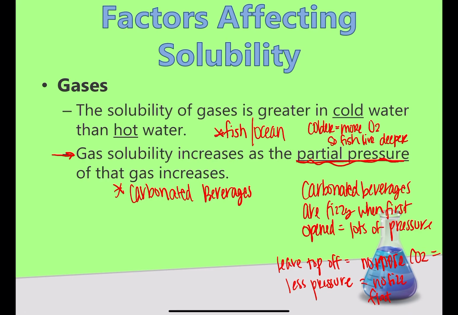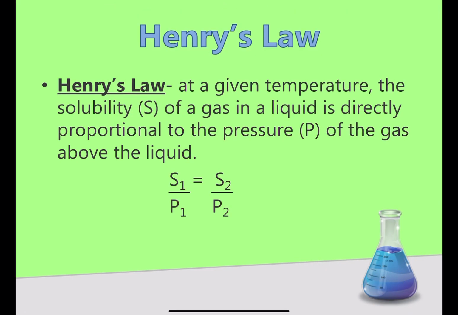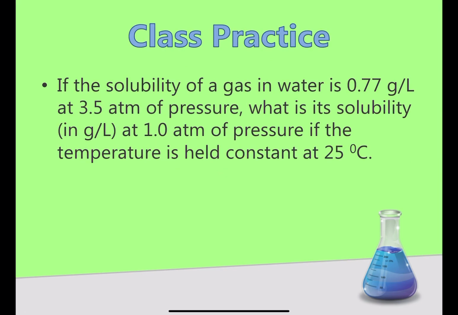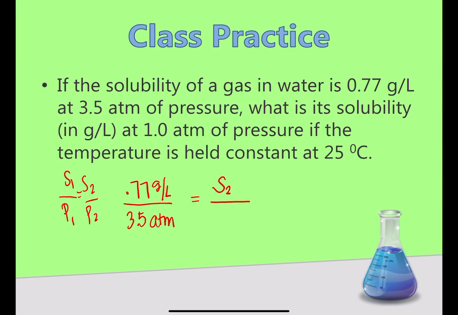So our equation here is S1 over P1, solubility over pressure, equals S2 over P2. So let's look at this first problem. If the solubility of a gas in water is 0.77 grams per liter at 3.5 atm of pressure, that's my S1 over P1 equals S2 over P2. What is its solubility, which is what we're solving for, in grams per liter at 1 atm of pressure?